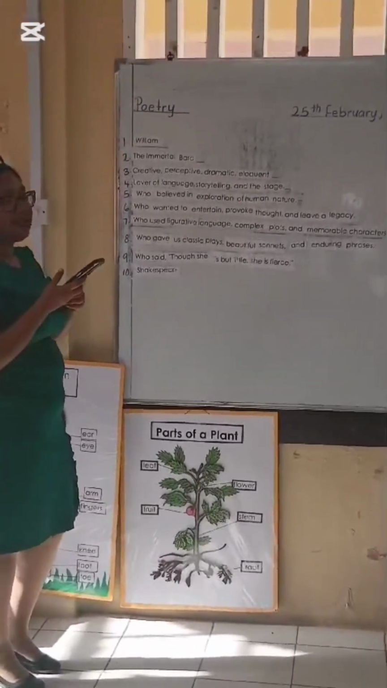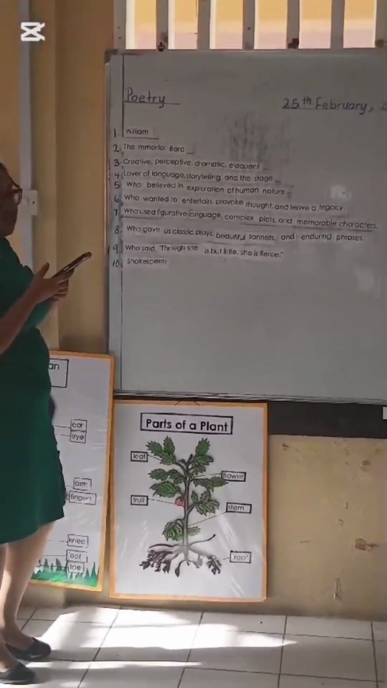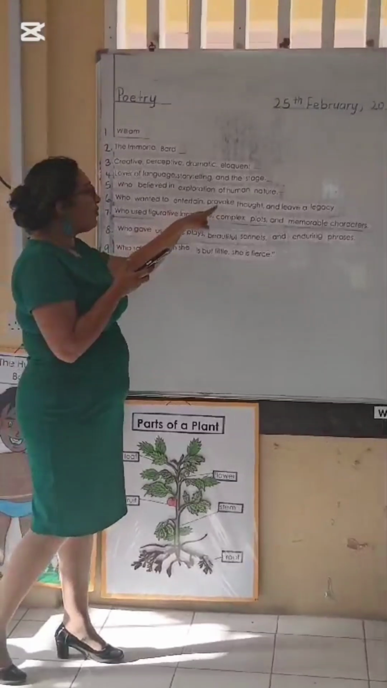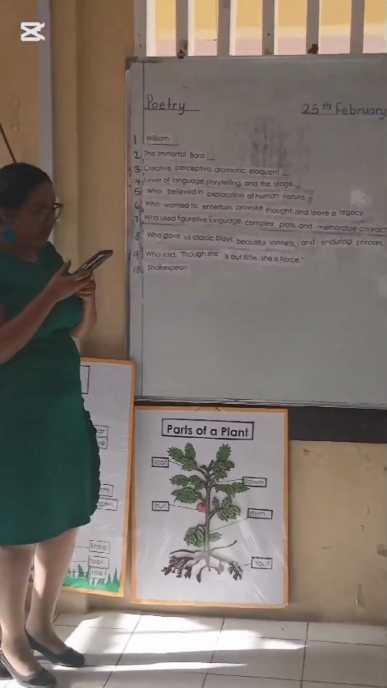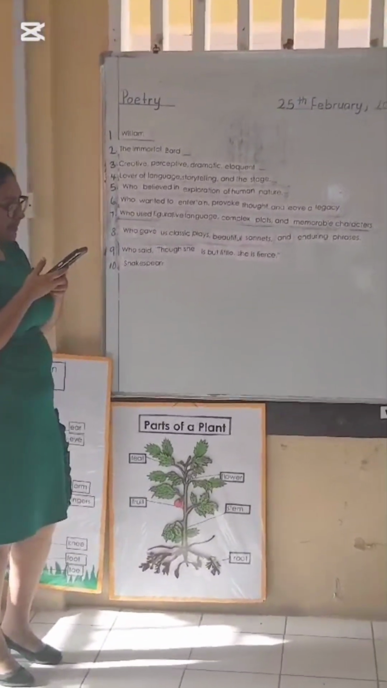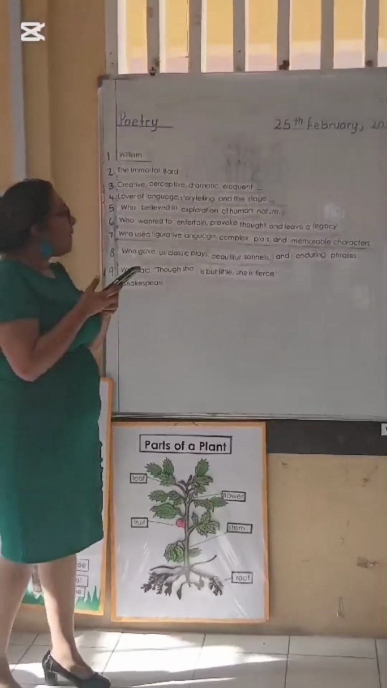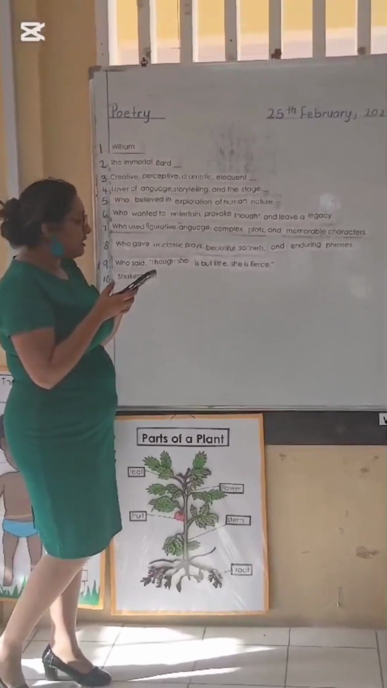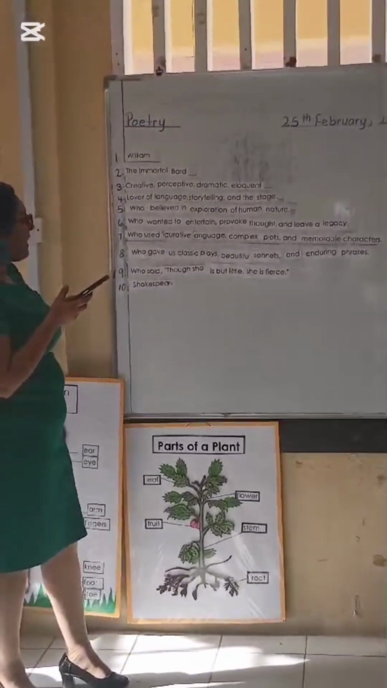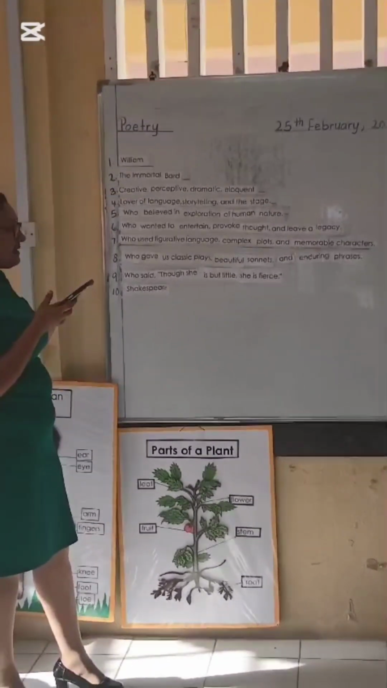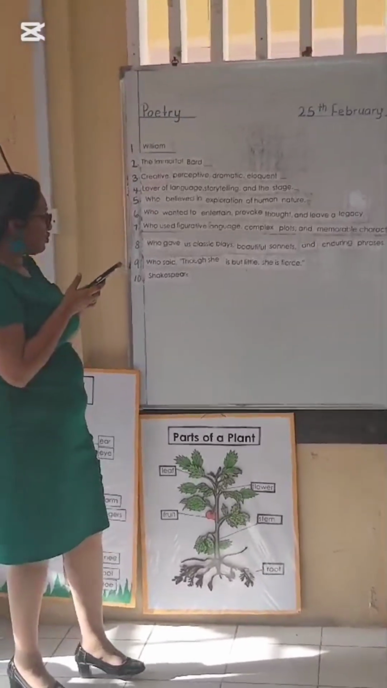Who wanted to entertain, provoke, teach, and leave a legacy. What are the 3 things? Entertain, provoke, and leave a legacy. That is line 6. Who wanted 3 things. Line 7, who used 3 things or methods. He used figurative language, complex plots, and memorable characters. Line 8, who gave 3 things. Who gave us classic plays, beautiful sonnets, and enduring phrases. So William Shakespeare gave us those 3 things.